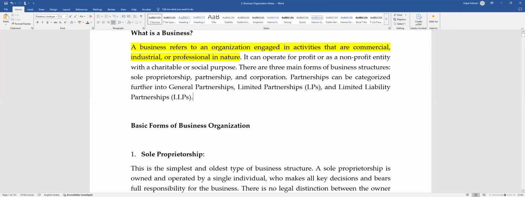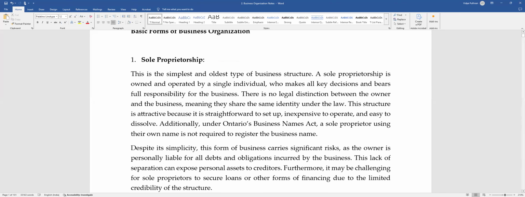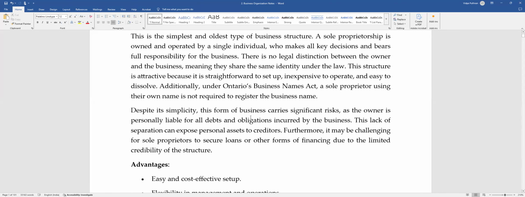Partnerships can again be categorized further into general partnership, limited partnership, or limited liability partnership. So this is the general information about what a business is, what type it can be, for profit or not for profit entity, and that it could be in three different forms: sole proprietorship, partnership, corporation. And again, partnerships are categorized into general partnership, limited partnership, and limited liability partnership. So let us see one by one.